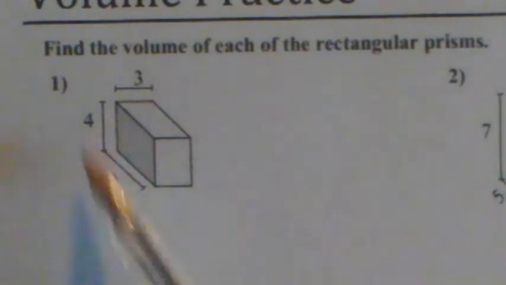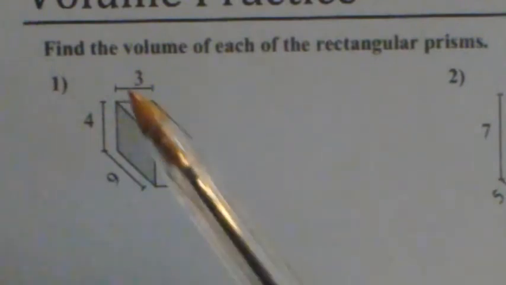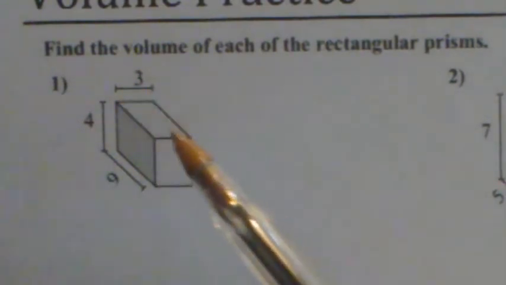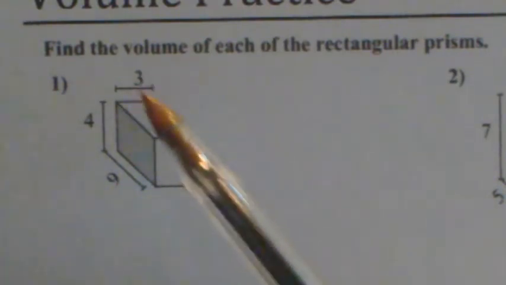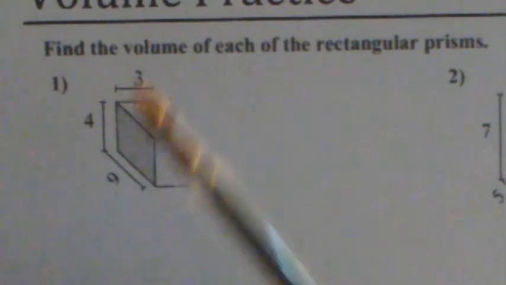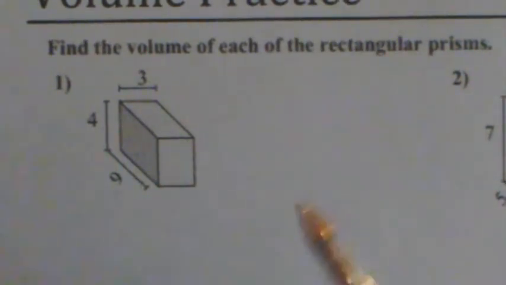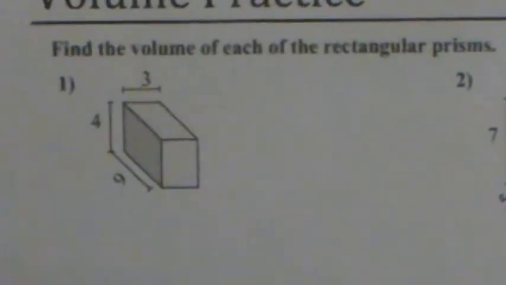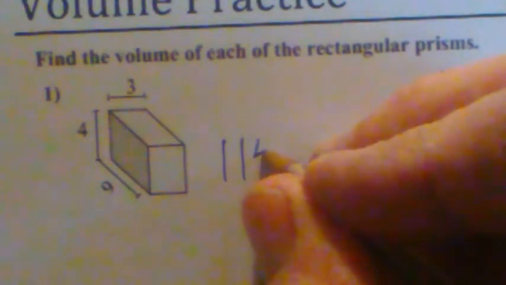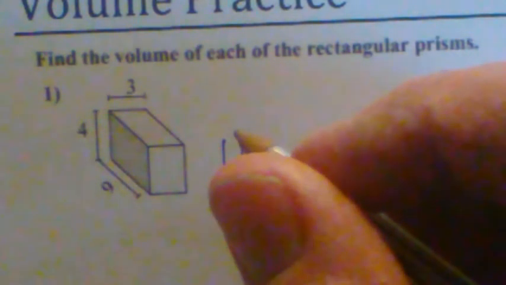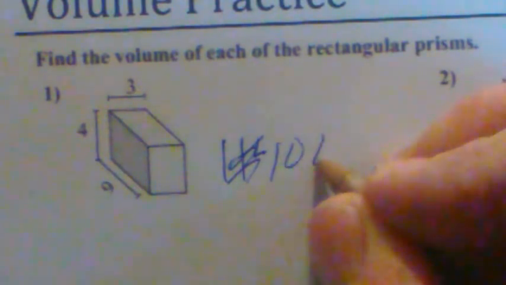Okay, so this one is 4 by 9 by 3. In a way, you can think of this base, if that's the base, you can think of it as being 3 by 9. You multiply that to get the area and then multiply it by the height. Either way, it's 3 times 4 times 9. And I came out with 114.1. Wait a second, that's not the right one. I came out with 108.